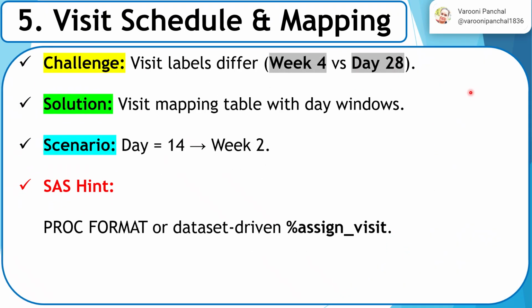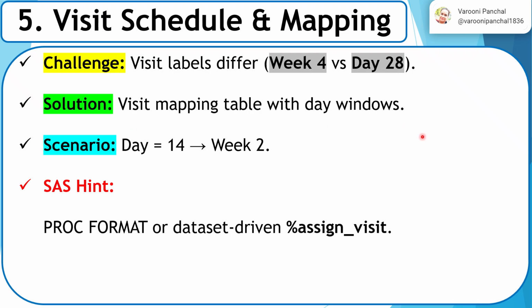Now, number 5 is your visit schedule and mapping. The challenge here is visit labels differ. In some studies, it could be week 4, whereas in some studies, it could be day 28. So, we have here 12 individual studies, and we are combining them into one ISS and ISE study. The solution here is a visit mapping table with day windows, right?